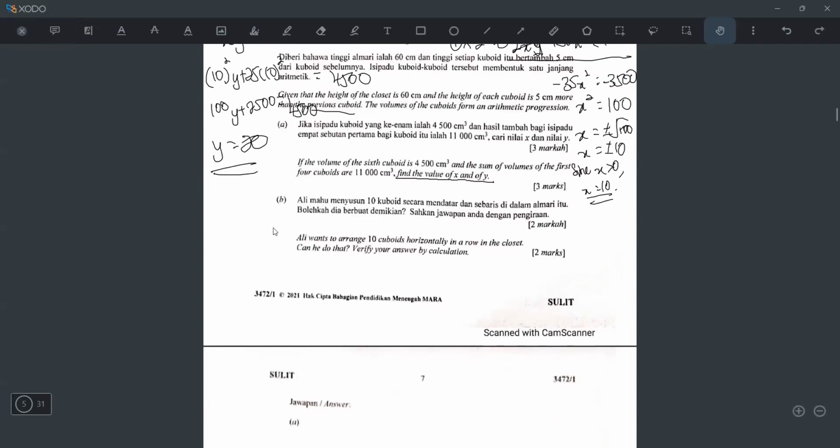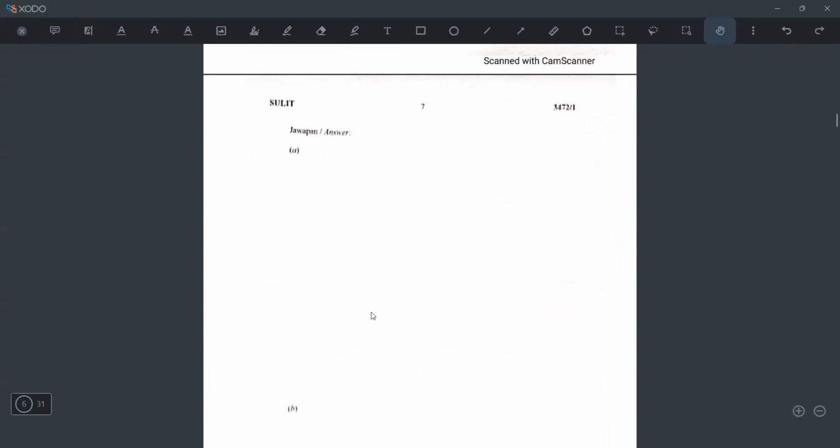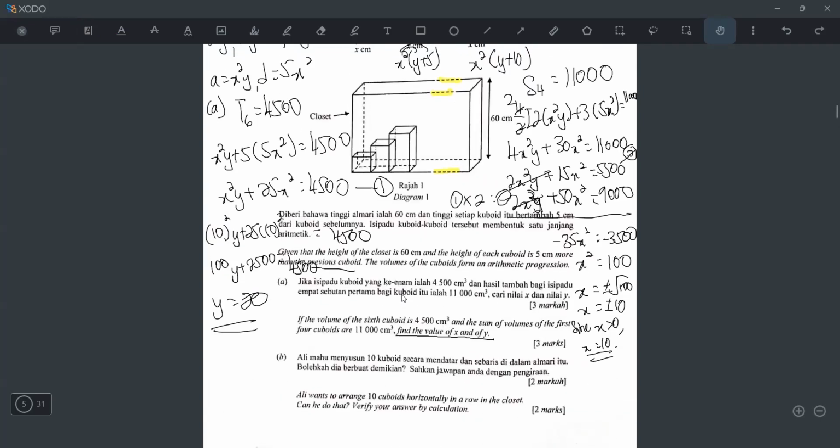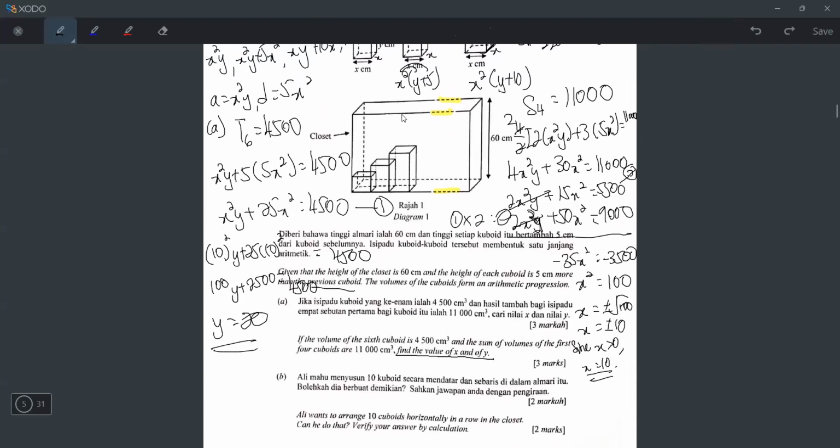Okay, all right, so B: Ali wants to arrange 10 cuboids horizontally in a row in the closet. Can he do that? Verify your answer by calculation. And that's the whole question, right? That's the whole question. All right, you should look at the diagram, because can you see this diagram?